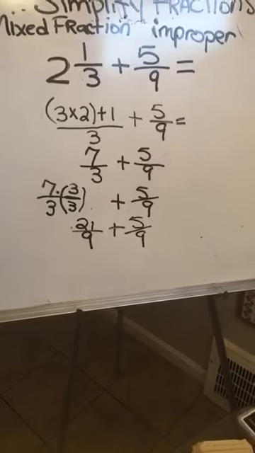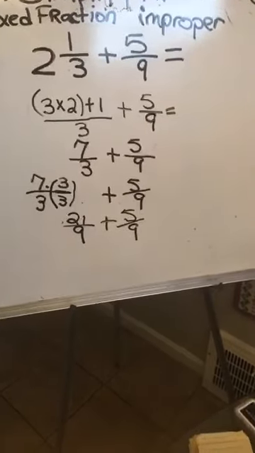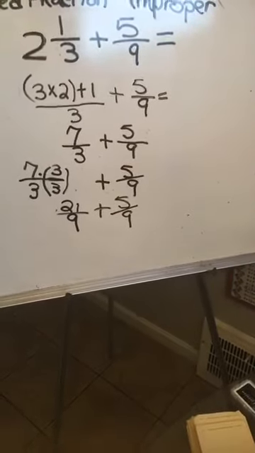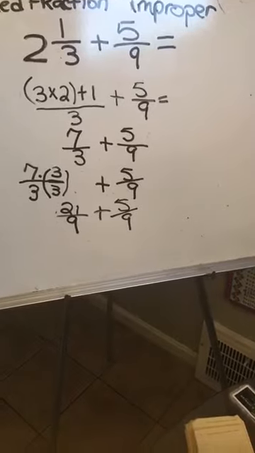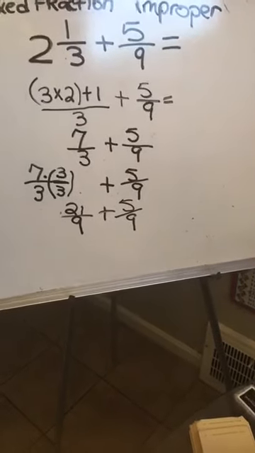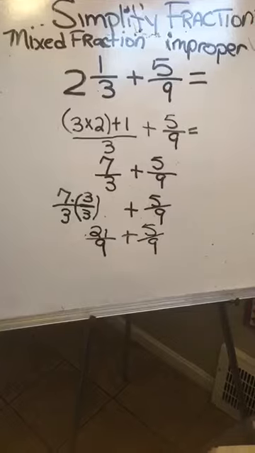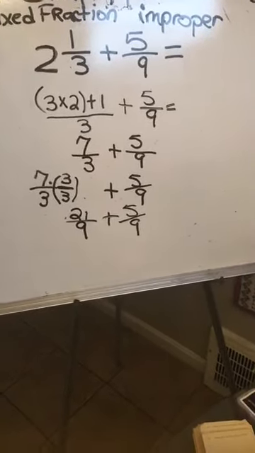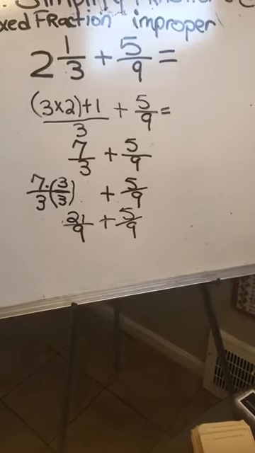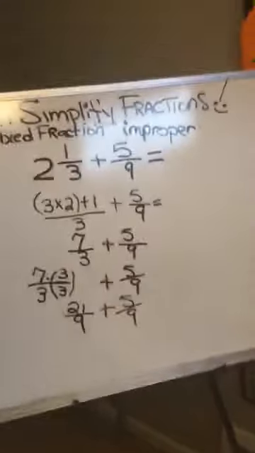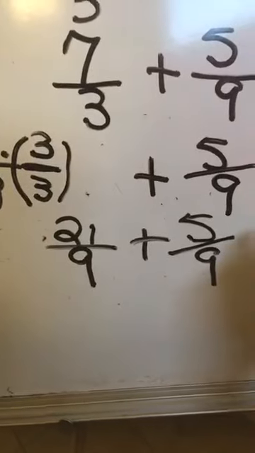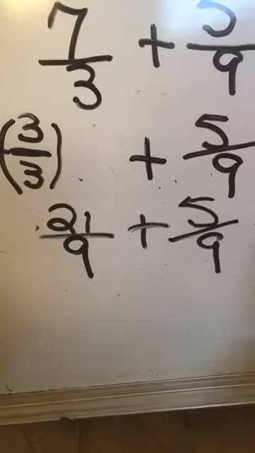Okay, so now we have 21 ninths plus 5 ninths. Now we can see that we have equal, or like, fractions. So, since we have like fractions, we can continue and we can now add them. So, 21 ninths plus 5 ninths is, okay, I'm going to go to my board. Just bear with me. 21 ninths plus 5 ninths is 26 ninths.